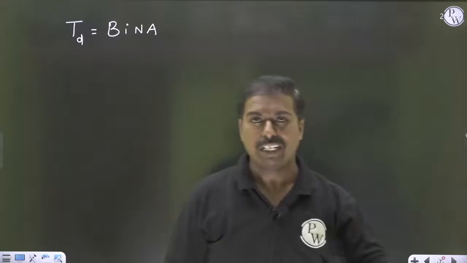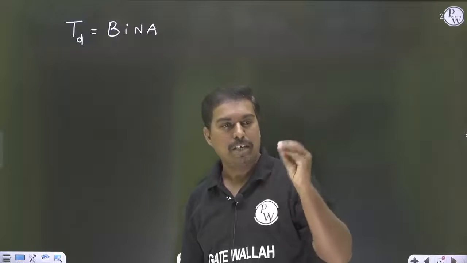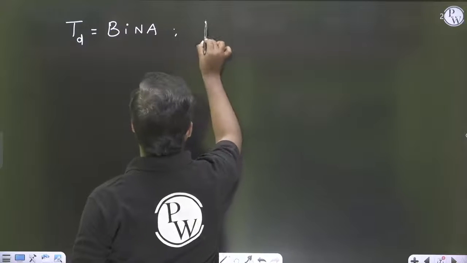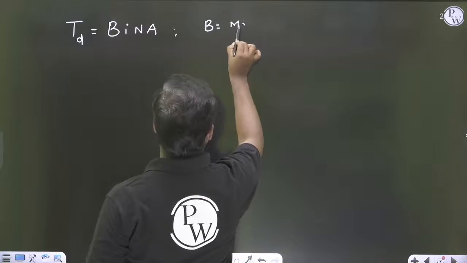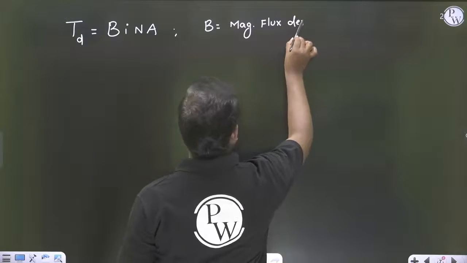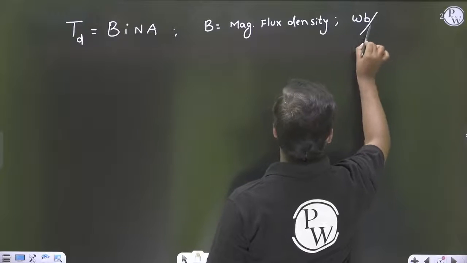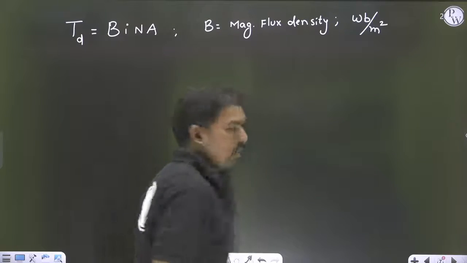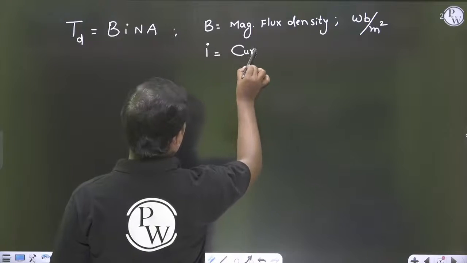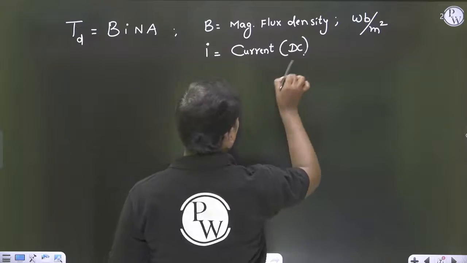I am not going into the derivation part. The deflection torque of the PMMC is given by the formula BINA, where B is called the magnetic flux density. The units are Weber per meter square or Tesla. And I is the current passing. This is only to measure current, especially DC current.